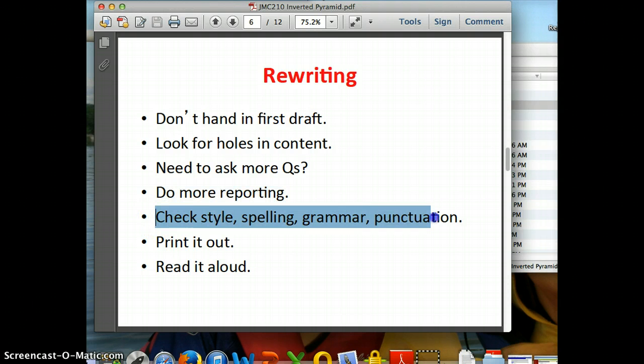Also, when you're rewriting, you always want to check grammar, punctuation, style, and spelling. You never want to hand in anything that's not checked. It should be good. It should all look good.